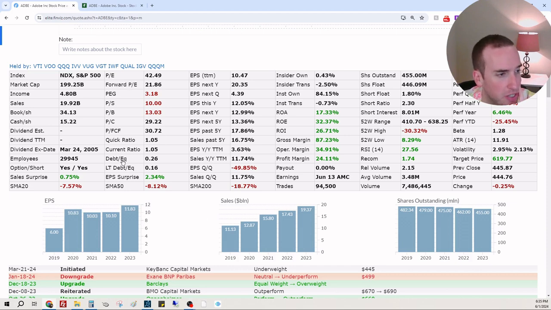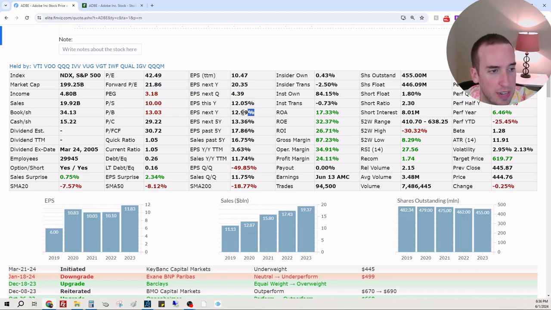Let's look at some other metrics here. Quick ratio passes the test. Anything over 1, basically. PE, this is expensive. Forward PE is slightly expensive as well. Basically, if they continue their revenues, guidance, margins, etc., going into the future, they are going to be a little bit cheaper.